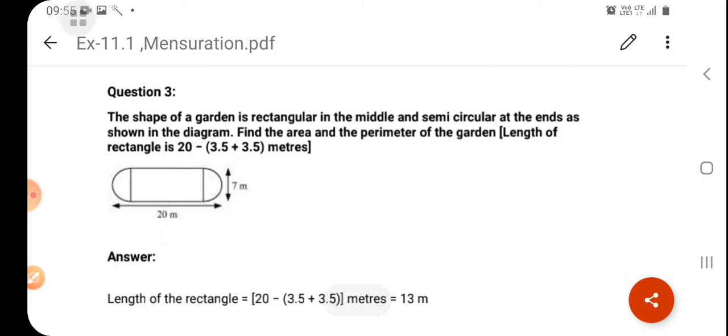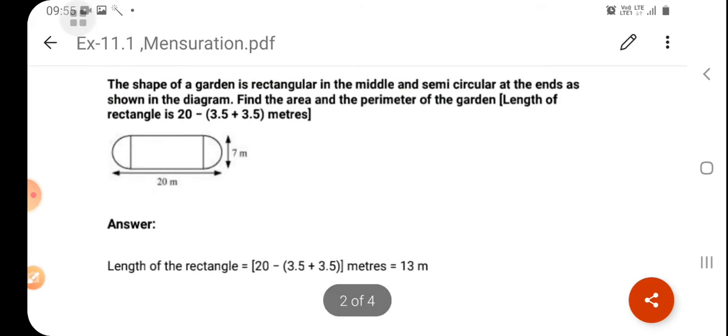Now the shape of a garden is rectangular in the middle and semicircular at the ends, as shown in the diagram. Find the area and perimeter of the garden. So the length of the rectangle is 20 minus (3.5 plus 3.5) meters. The hint is given here. So we'll find the length of the rectangle here. Reducing the circular shapes from both the sides, 3.5 plus 3.5, that is 7 meters, it is equal to 13 meter, the length of this garden.